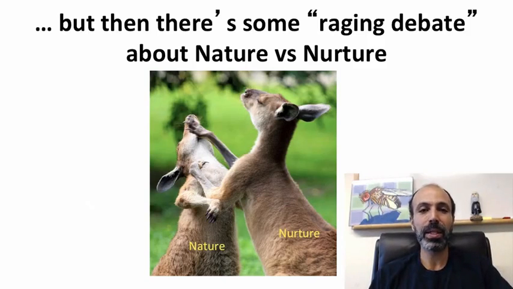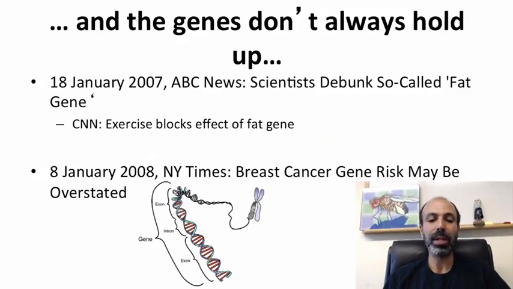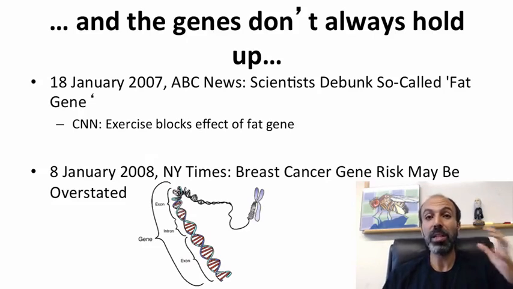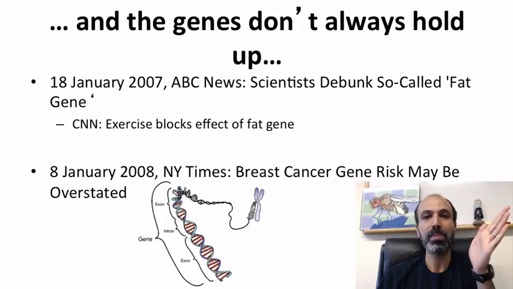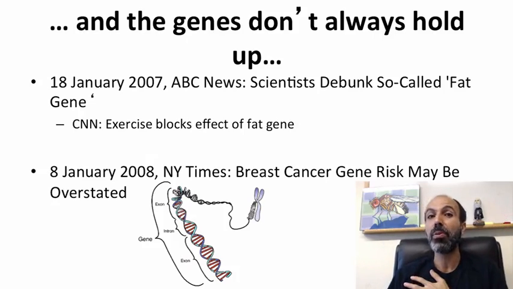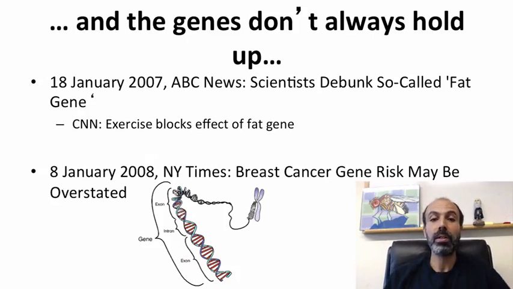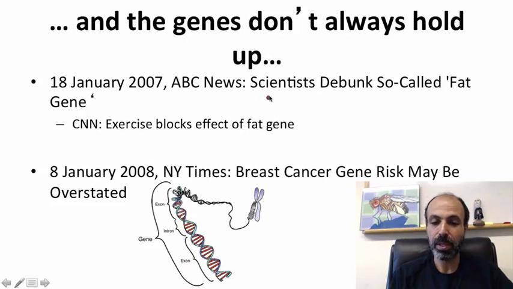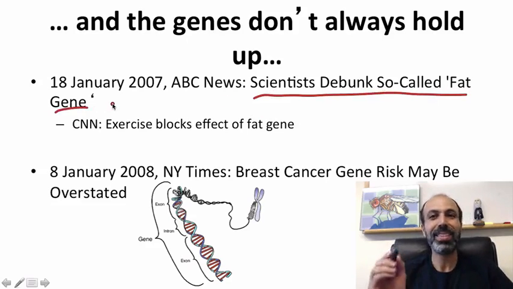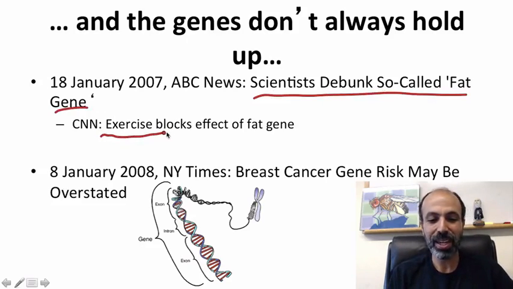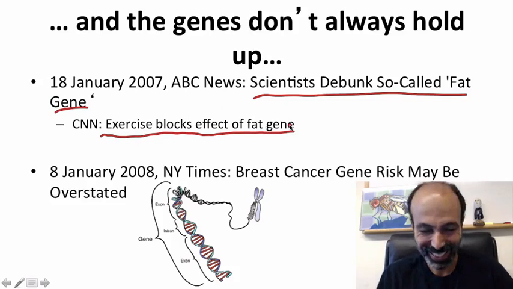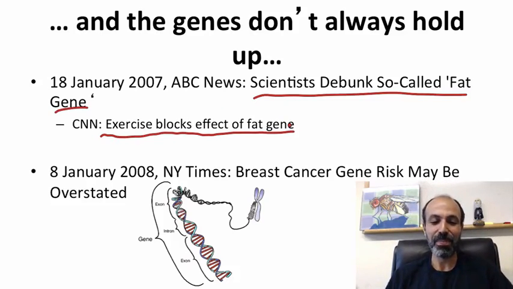The other thing that comes up is that a lot of the genes that are identified don't always hold up. When further study is done, they can't replicate the effect of this particular variant being associated with this disease or trait. Now, it could be that there actually is a variant associated with it, but it only affects a certain subset of individuals and not others, maybe based on ethnic group or something else. Or maybe there was just a flaw in the original study. So here are a couple of examples. Scientists debunk so-called fat gene. And this next one is one of my favorite headlines ever. Exercise blocks effects of fat gene. I love that headline. That's so funny. The other one here, New York Times: breast cancer gene risk may be overstated.